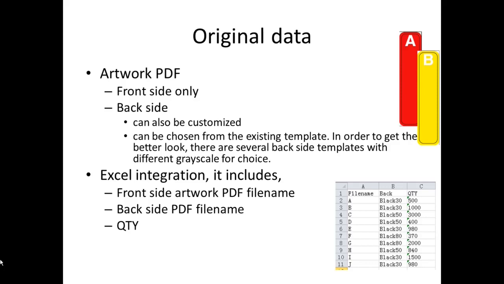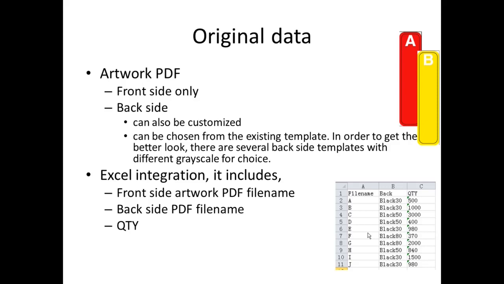This is about the artwork. The second is Excel. There are many orders from Taobao, from the e-commerce portal. So we need to integrate orders together. There is an example file. In this example file, there are at least 3 columns. The first field name is the file name of the artwork PDF. The second is background, the template PDF file name.